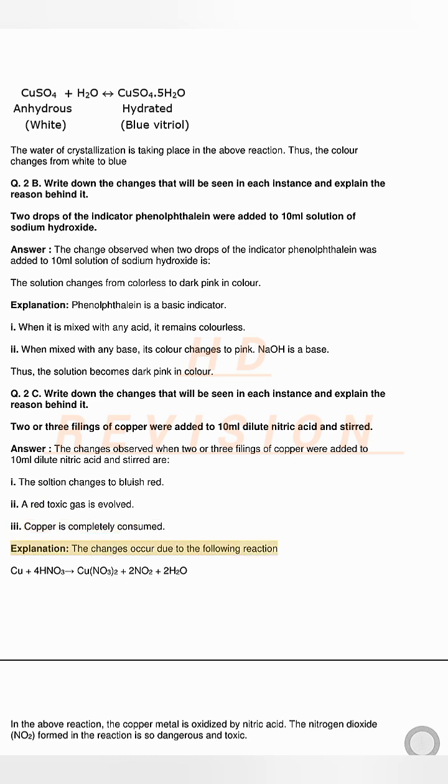Explanation. The changes occurred due to the following reaction. Cu + 4HNO3 → Cu(NO3)2 + 2NO2 + 2H2O. In the above reaction, the copper metal is oxidized by nitric acid. The nitrogen dioxide, NO2, formed in the reaction is very dangerous and toxic.